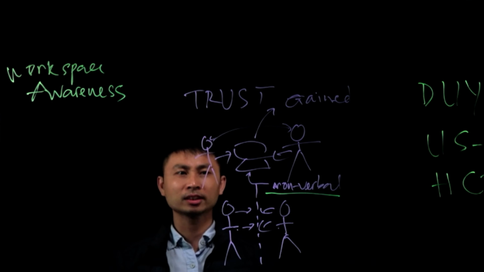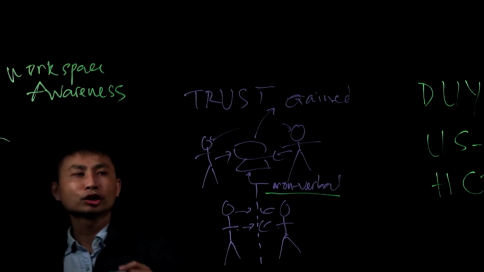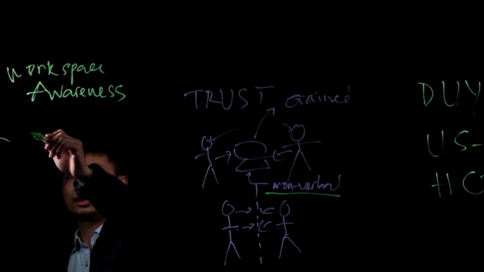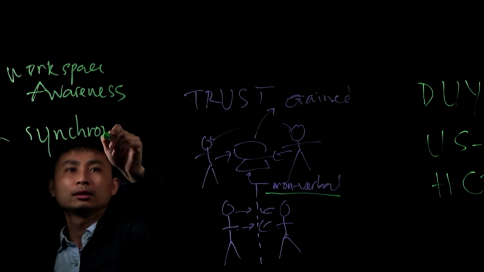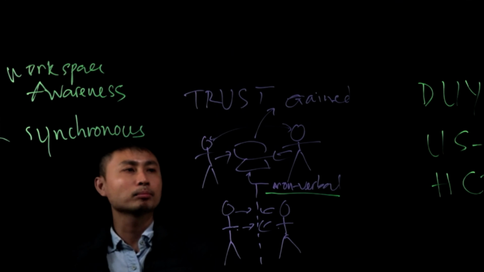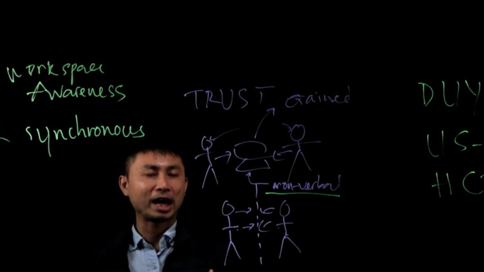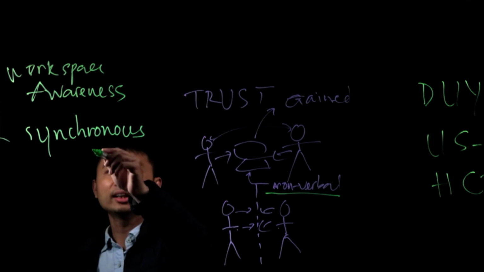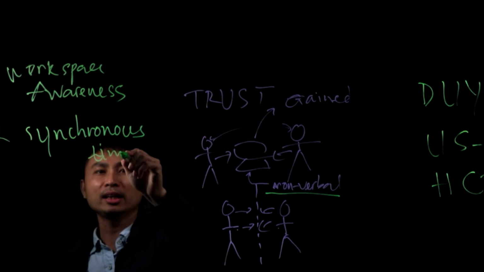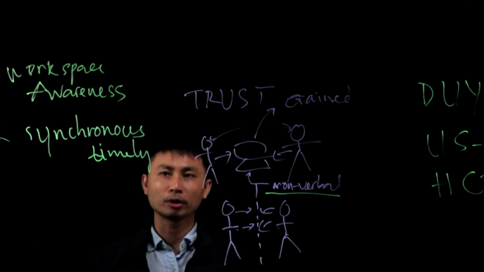Some of the characteristics of such kind of workspace awareness is that it should be synchronous, which means that each participant can perceive any kind of behaviors or reactions or actions of the counter partner in a timely manner. There shouldn't be any delay, because if there is any delay, then that will affect the perception, that will affect the quality of the collaboration.